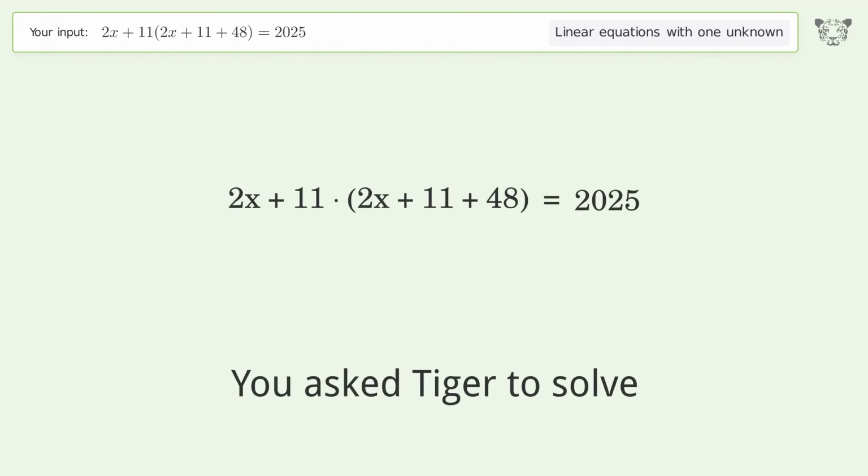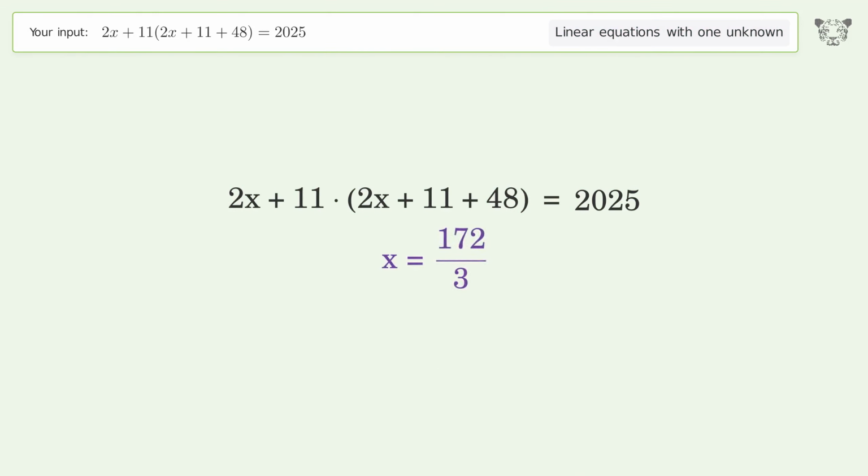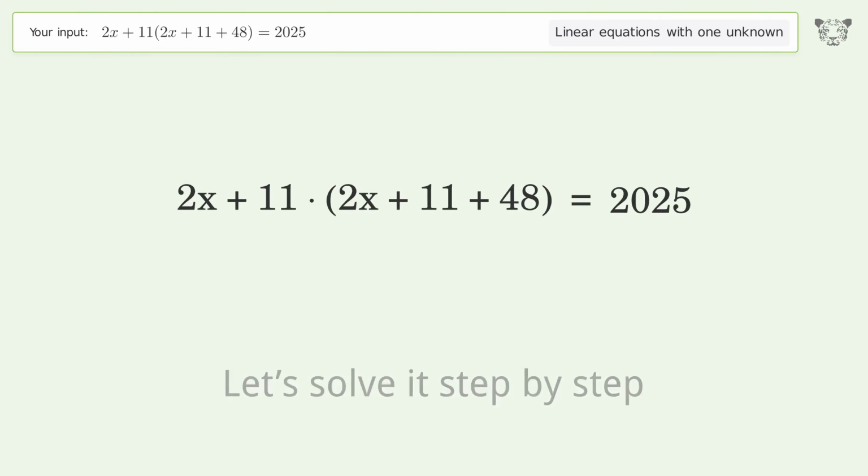You ask Tiger to solve. This deals with linear equations with one unknown. The final result is x equals 172/3. Let's solve it step by step.